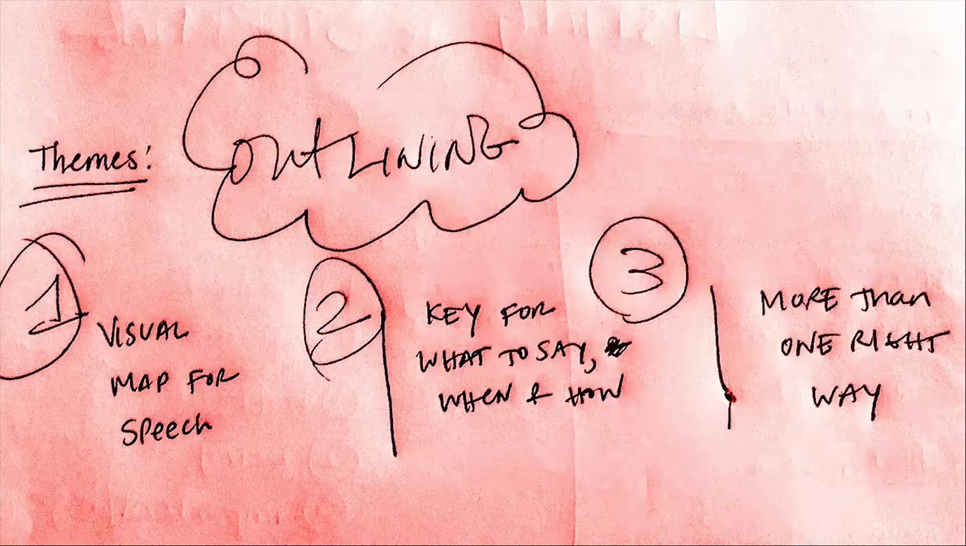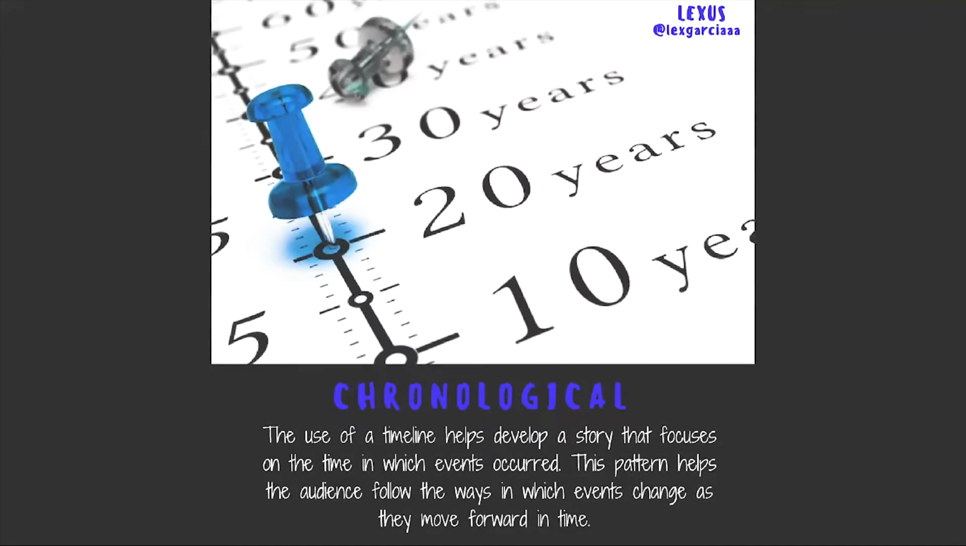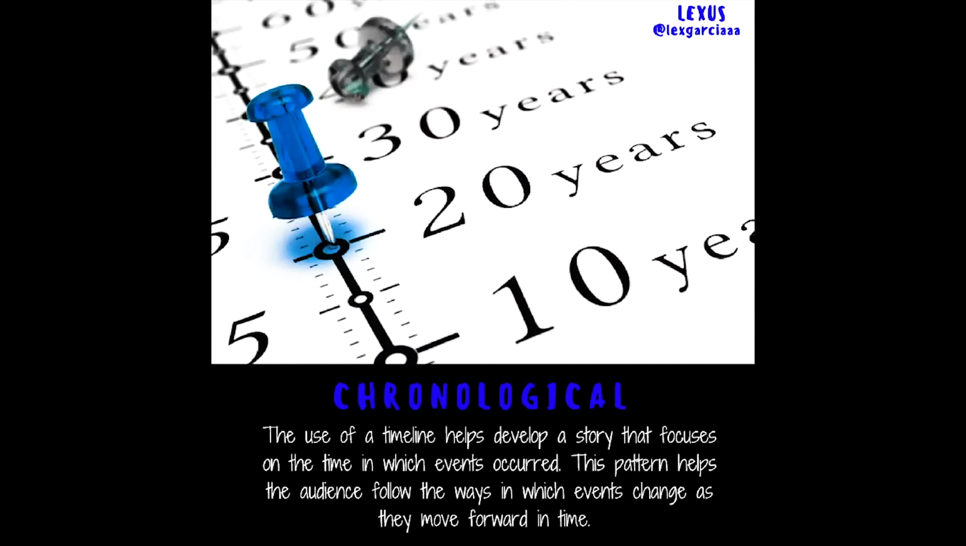So let's take a look at a few of these and talk about how these visual speech patterns become templates that help to design what could be said in your speeches. So here's example number 1. I really appreciated how this student, Lexis, also gave us a little definition. So it helps to set the tone for us. Chronological order. Now, chronos in Greek means time. So anytime we're talking about chronological order, we're talking specifically about time as our way to organize our ideas.